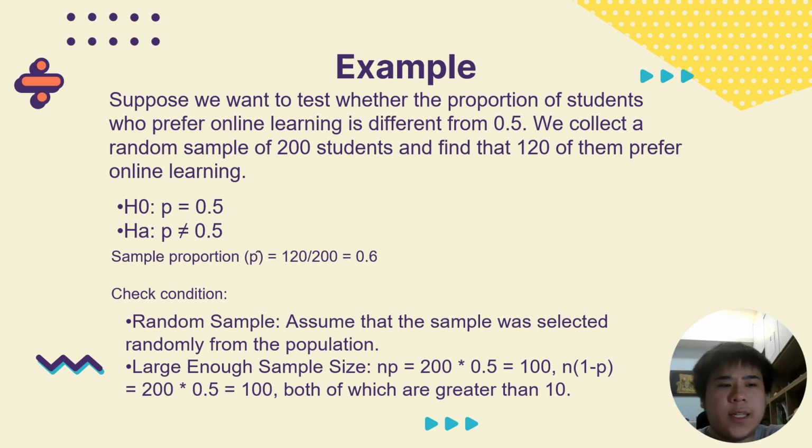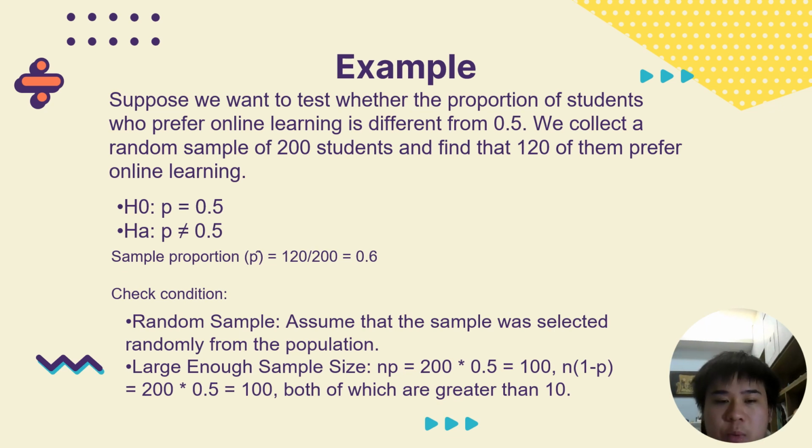So, suppose we want to test whether the proportion of students who prefer online learning is different from 0.5. Collect a random sample of 200 students and find that 120 of them prefer online learning. So, hypotheses. Your null hypothesis and your alternative hypothesis.